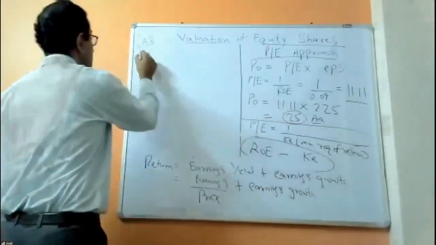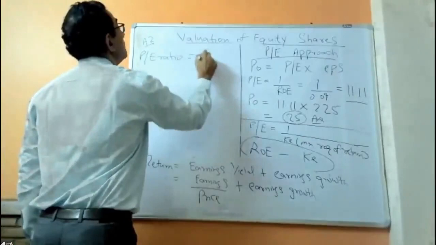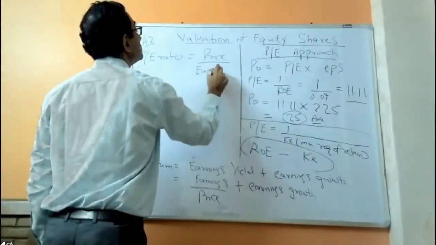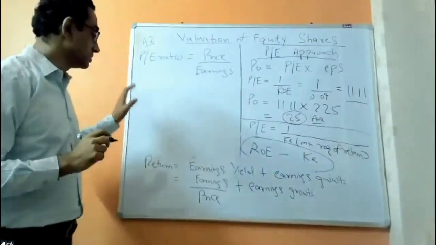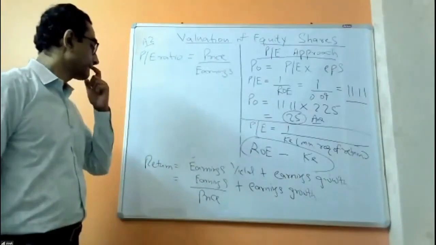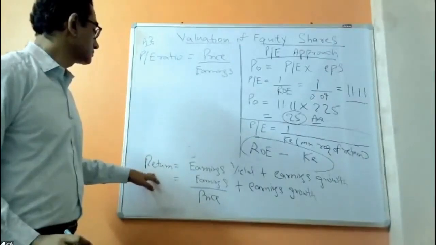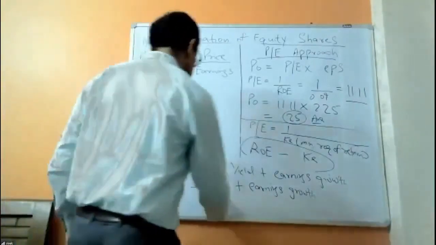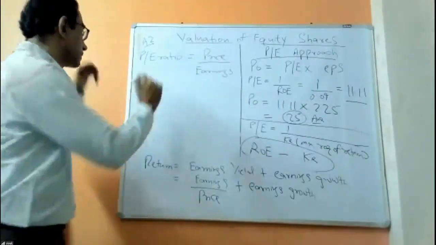And the price earning ratio is price upon earnings, that is market price per share upon earning per share, right? Price earning ratio is equal to price upon earnings. So this is basically, you can say, earnings yield upon earnings growth or price upon earnings. So you can say this is basically the inverse.